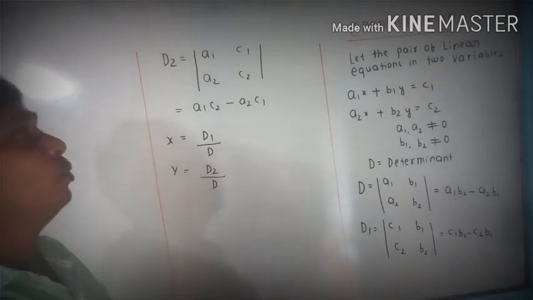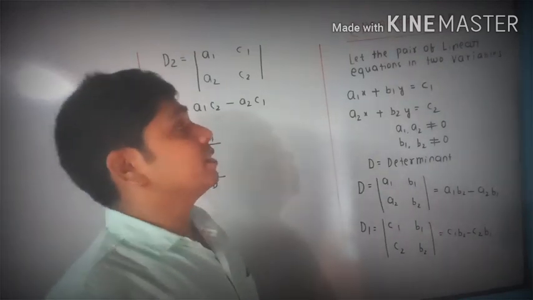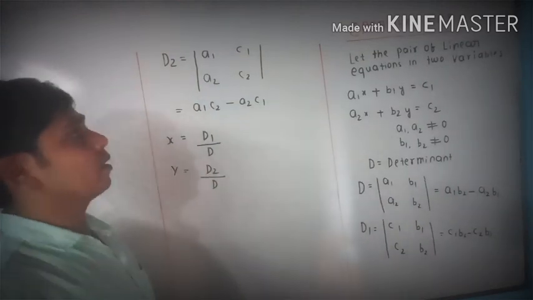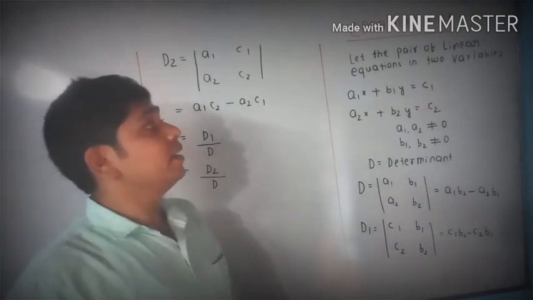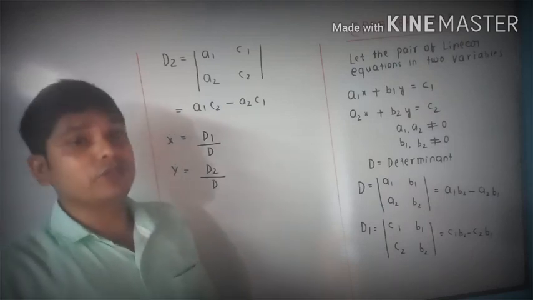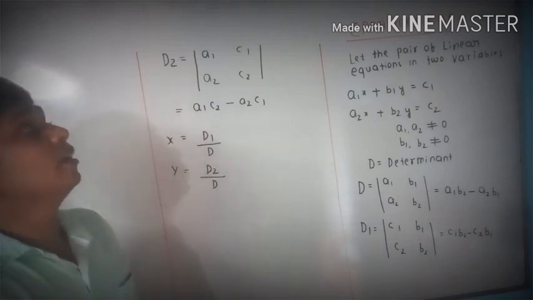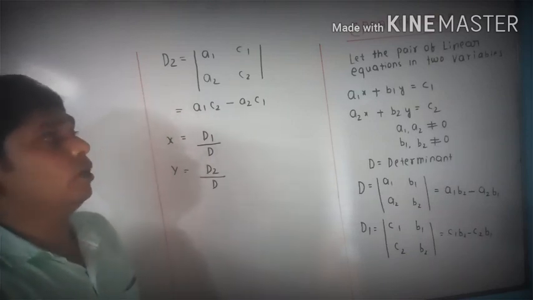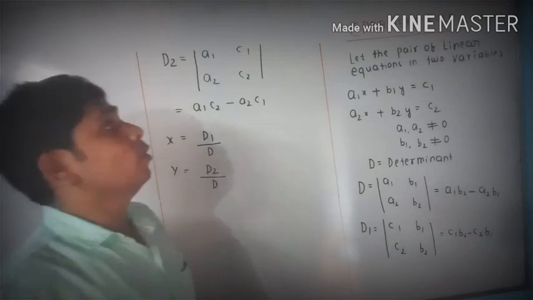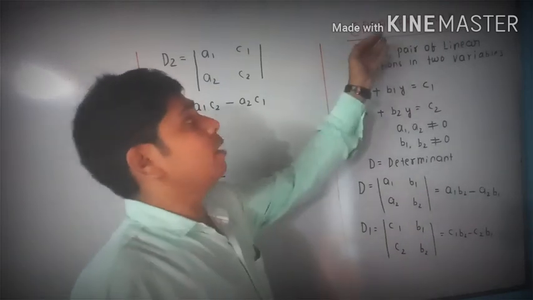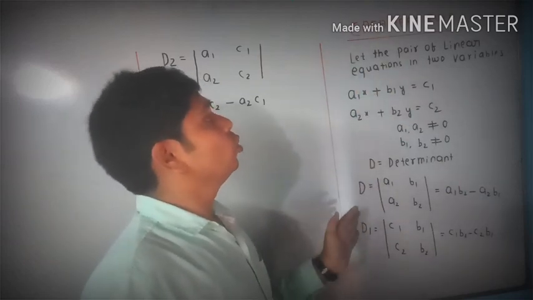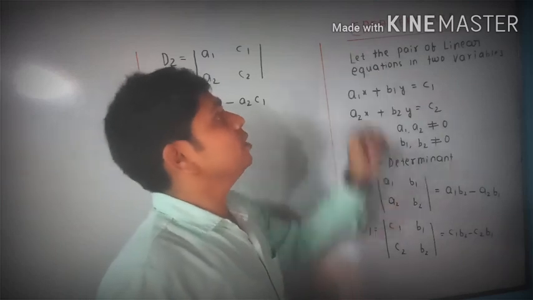Hi students, today we are going to describe some methods of solving linear equations in two variables. There are so many methods to solve linear equations in two variables, like the elimination method, substitution method, cross multiplication method, graphical method and Cramer's rule, and there are a lot of other methods, but here we are going to learn about Cramer's rule, how we can apply it to solve linear equations in two variables.